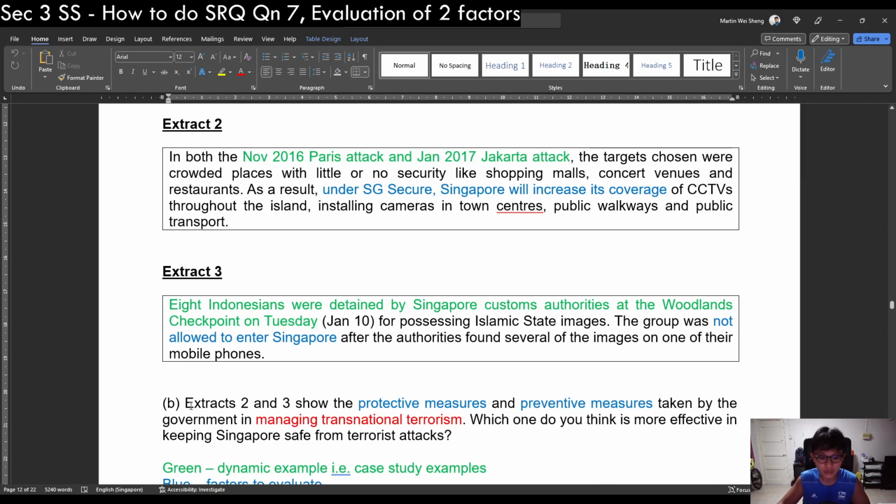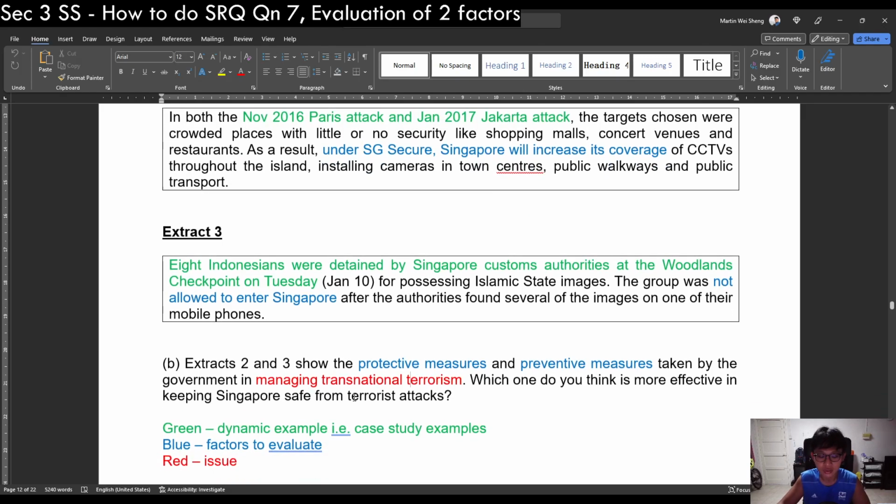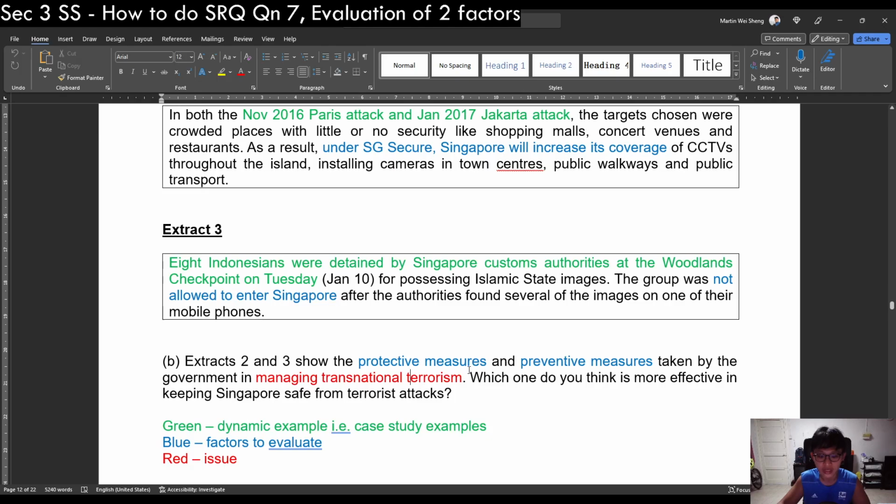Okay, so the question will always ask you to read two extracts. For example, over here, extracts 2 and 3 show the protective measures and preventive measures taken by the government in managing transnational terrorism. So which one do you think is more effective in keeping Singapore safe from terrorist attack? The format of the question will always be very similar. Okay, so let us now break it down.